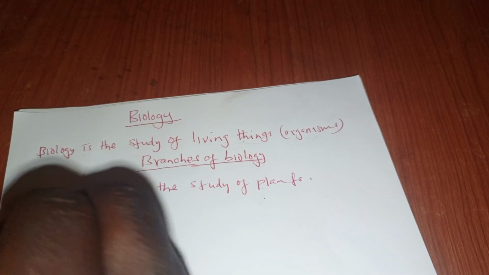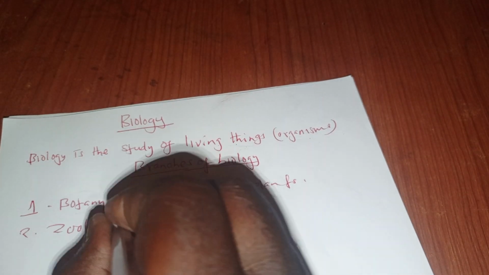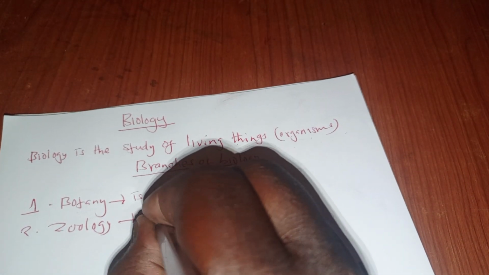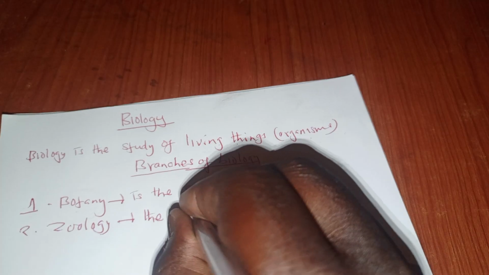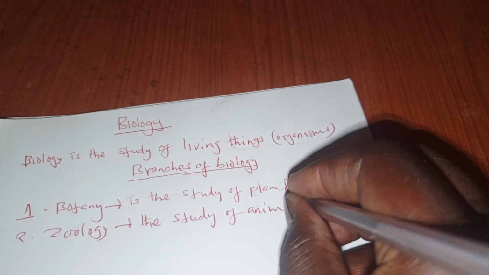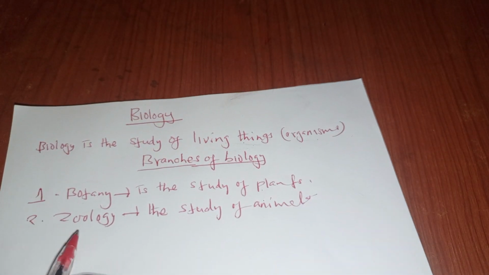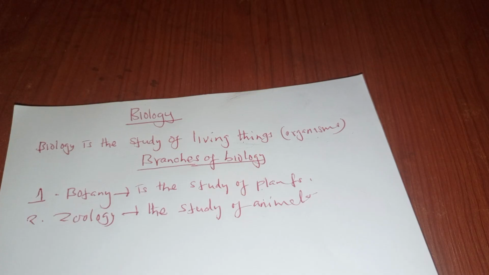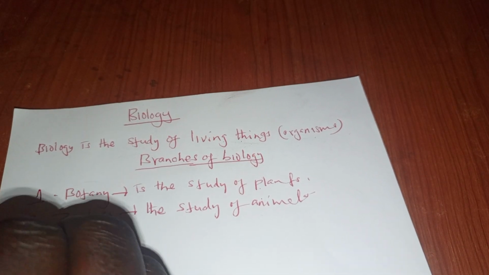Number 2, we have zoology, which is the study of animals. So zoology, the study of what? The study of animals. And number 3, we have ecology.